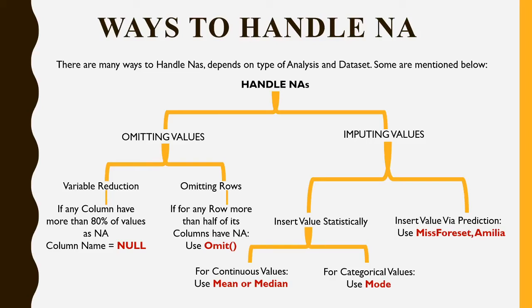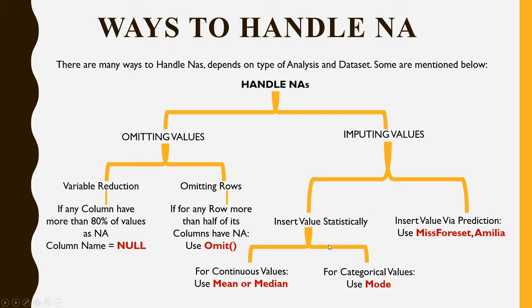Hello guys. In the previous video you have seen the various ways to handle NA, and we have learned in RStudio one way, that is omitting NA values using omitting rows. Then we studied how we can impute the values using mean, but we haven't seen how we can impute values using mode.